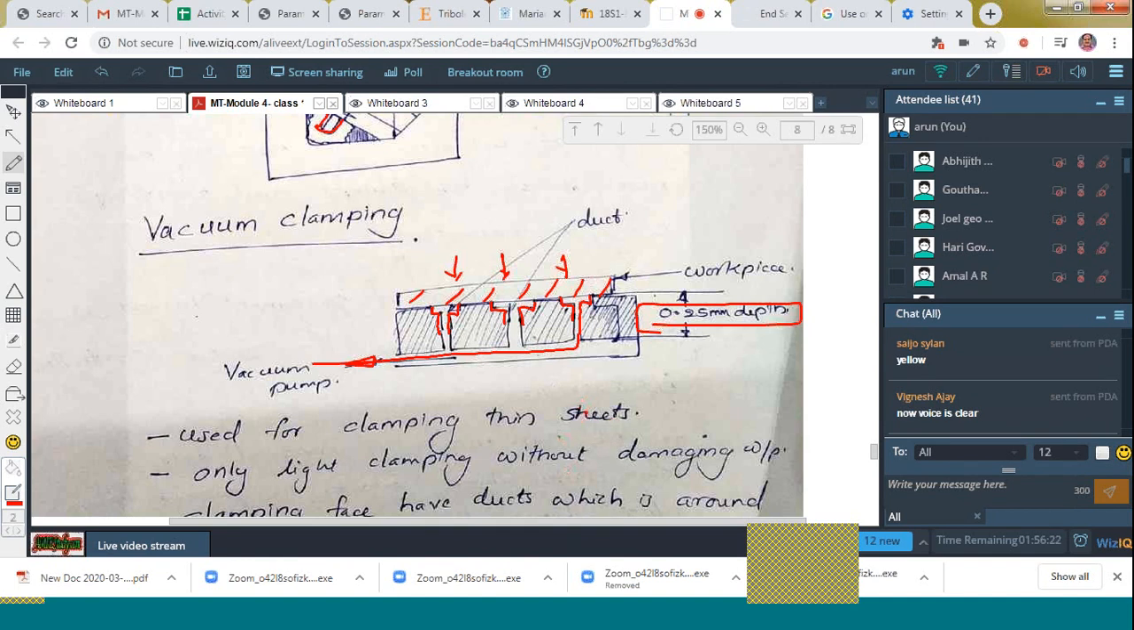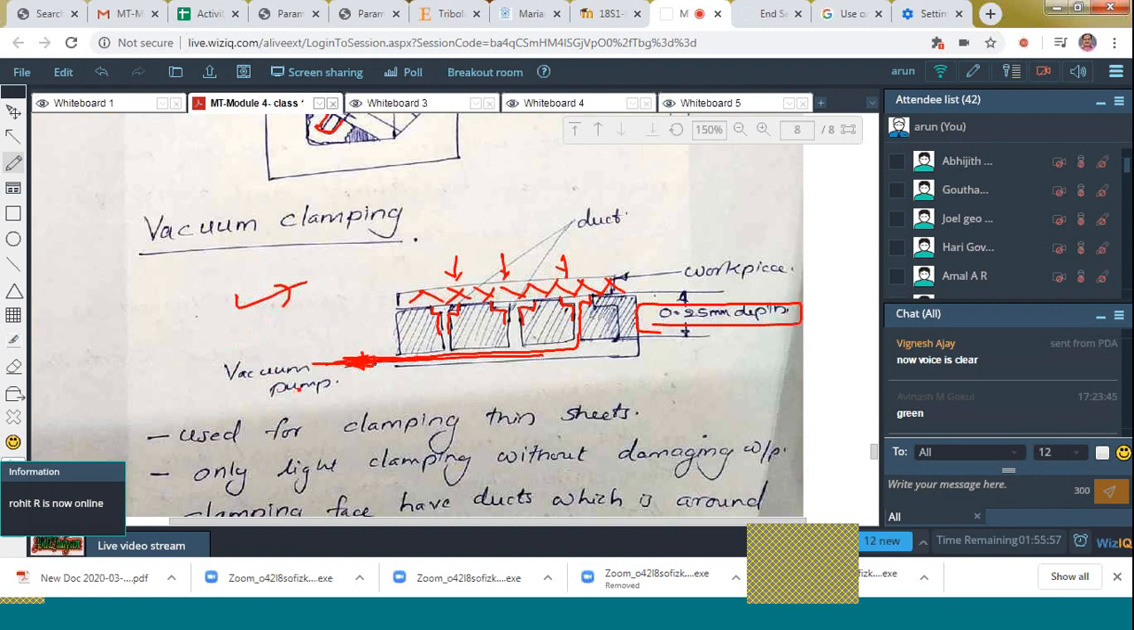Okay, fine. So here, by means of a vacuum pump, it is evacuated. So what happens to the material which is placed on the top? It will be pulled in, isn't it? So you can't fix heavier workpieces. You can fix only sheets. Especially the sheet metals which are used for making cars can be clamped by using which one? By means of vacuum clamping. Clear? Is this vacuum clamping clear to us?